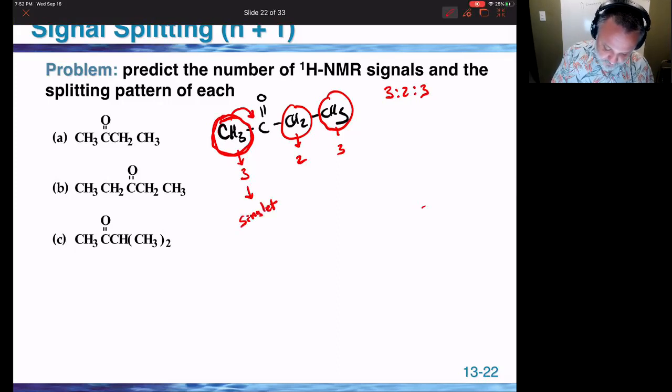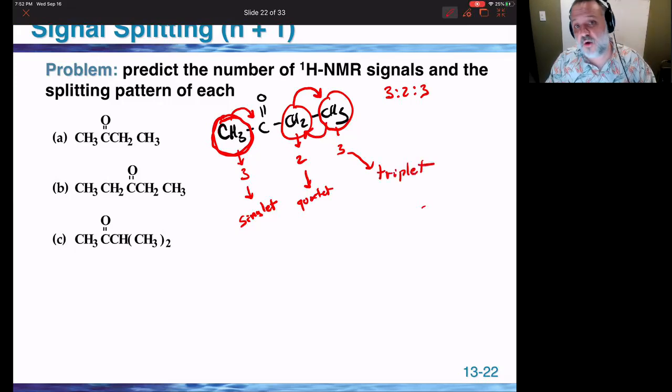What about this one? Again, we're going to count the number of hydrogens. It's 3 next to it. So 3 + 1 is 4. This one should be a quartet. What about this one? We're going to count the number of hydrogens next to it. It's 2. So it should be a triplet.